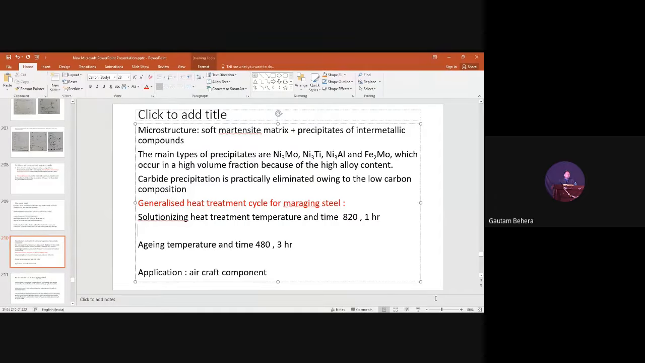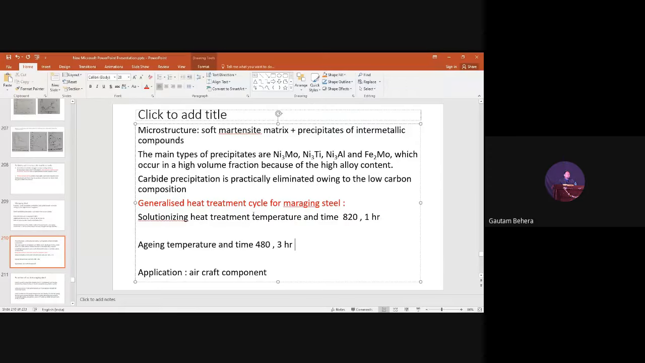Solutionizing, right? You have to take the steel to a very high temperature where we have a single phase only. Here for steel, it is the austenite phase. Every alloying element and every earlier precipitate will dissolve in the austenite phase. Then we quench it from the austenitizing temperature, and all the alloying elements will remain in solid solution. So it is a solutionizing heat treatment. The temperature is 820 degrees centigrade, and the time is 1 hour, basically.